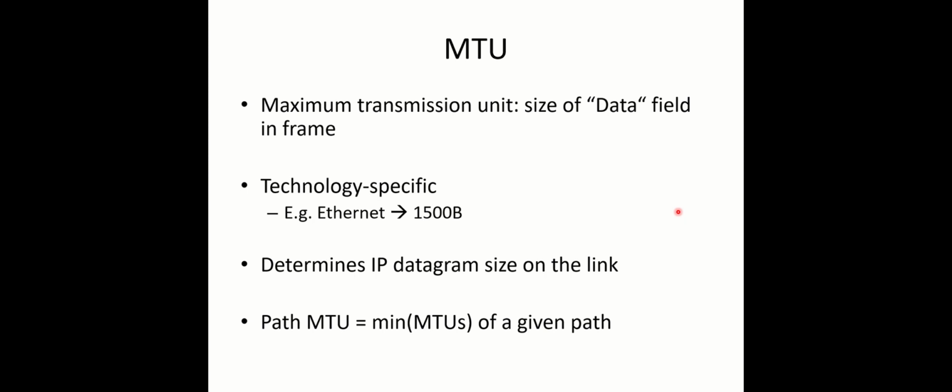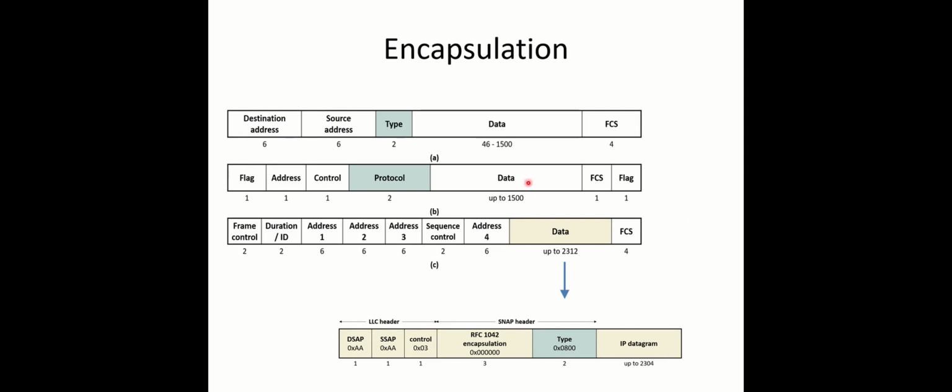There is one more thing in this picture that I need to talk about. It is the size of the payload field or data field. In case of Ethernet, you can see that the maximum size is 1500 bytes. Therefore, the IP datagram that can be carried on Ethernet cannot have a larger size than this. For PPP, it's also 1500. For Wi-Fi, it's 2304 bytes.